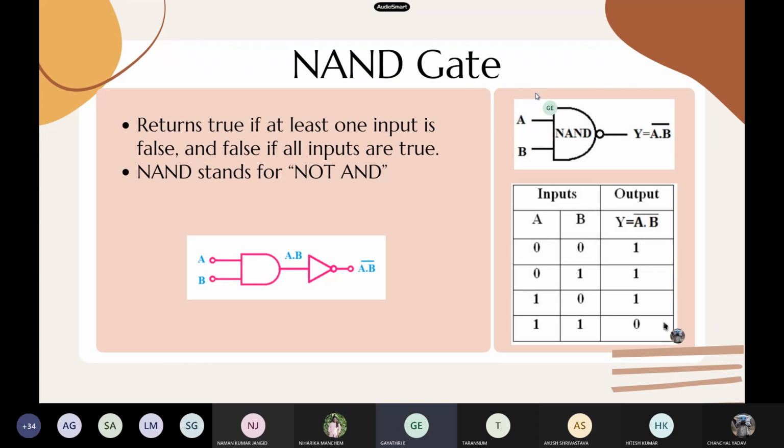NAND gate. NAND stands for not AND, and from its name we can understand that it is a combination of the AND gate and the NOT gate. And also from this representation we can see that it's the negation of the AND gate.